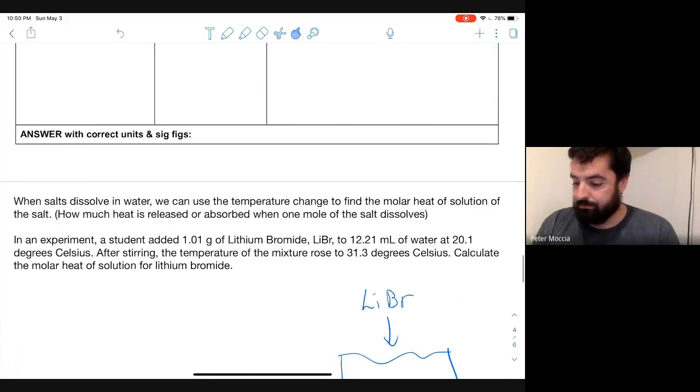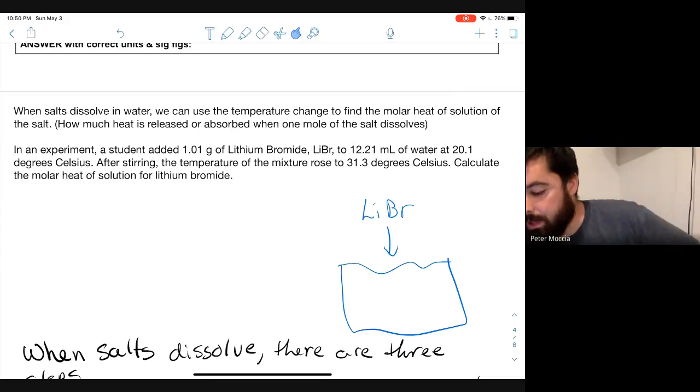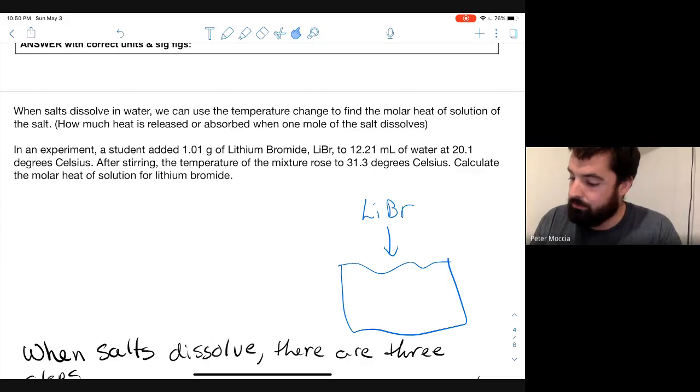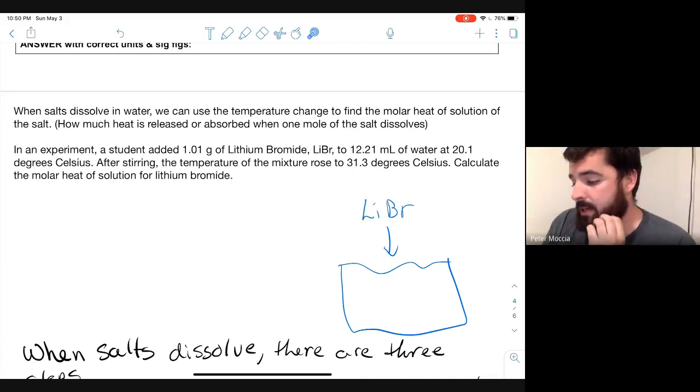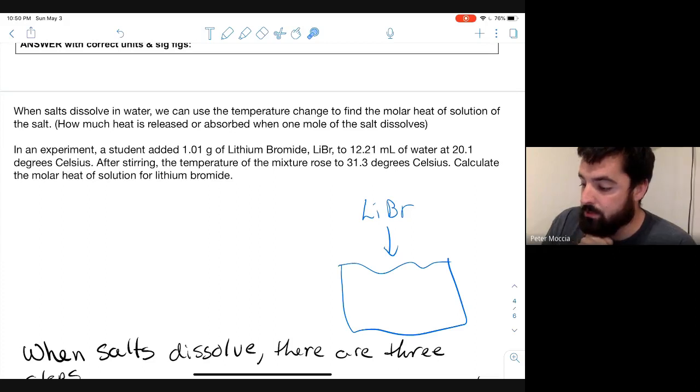All right, so we can find out how much heat is released or absorbed when 1 mole of LiBr dissolves. It says in an experiment, a student added 1.01 grams of lithium bromide to 12.21 milliliters of water at 20.1 degrees Celsius. After stirring, the temperature of the mixture rose to 31.3 degrees Celsius. Calculate the molar heat of solution for lithium bromide.